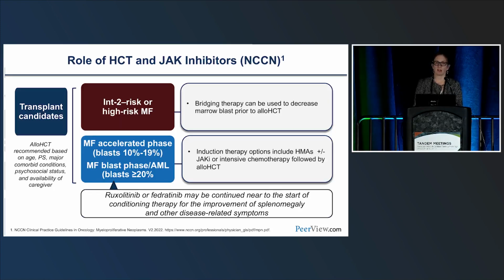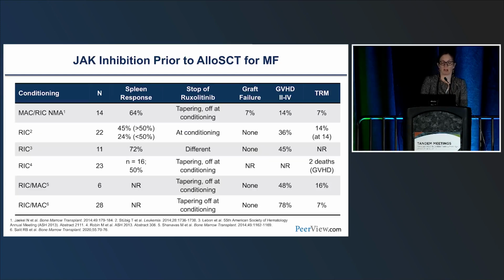So the next thing is one of the other ways to shrink the spleen is to use JAK inhibitors. The purpose of this slide is basically to show that the NCCN guidelines suggest that ruxolitinib or fedratinib may be continued to near the start of conditioning therapy for the improvement of splenomegaly and other disease-related symptoms. There have been multiple studies looking at this, and this is just a chart of some of the different studies that were done looking at the use of JAK inhibitors up to the time of transplant, and we see reasonable rates of graft versus host disease, as well as fairly low rates of treatment-related mortality.